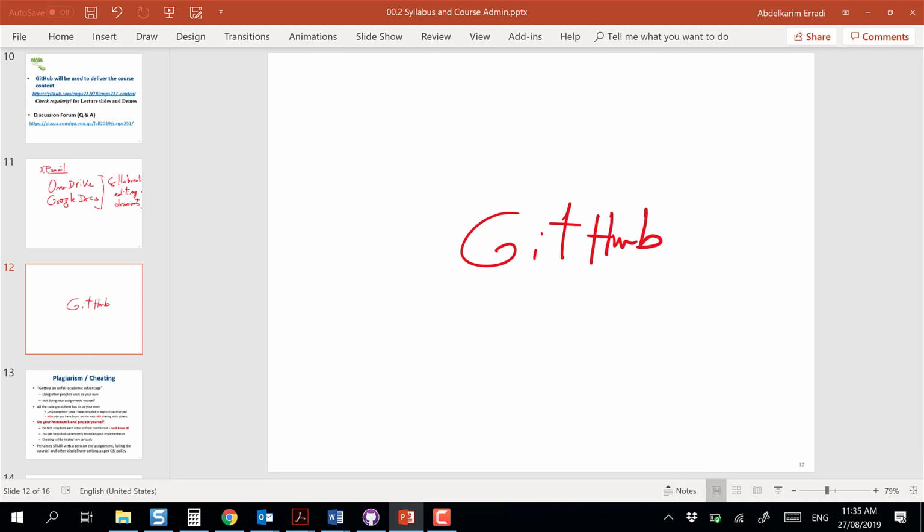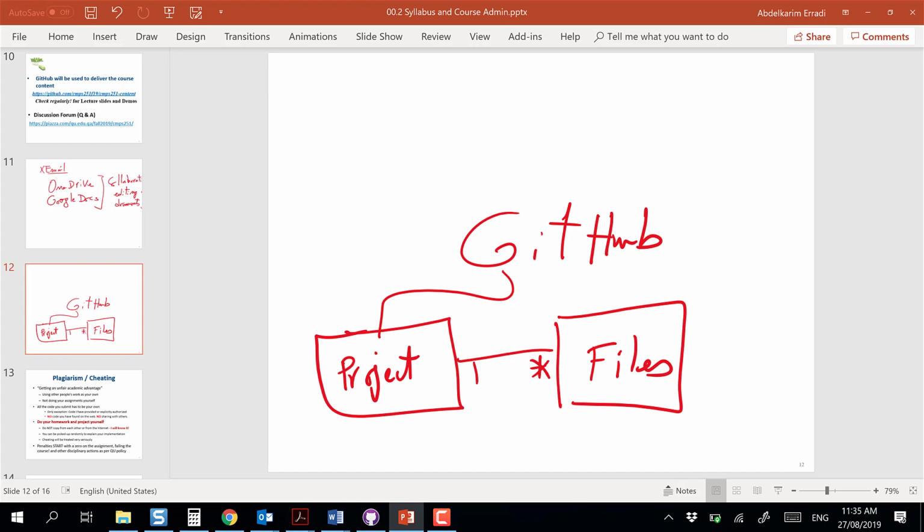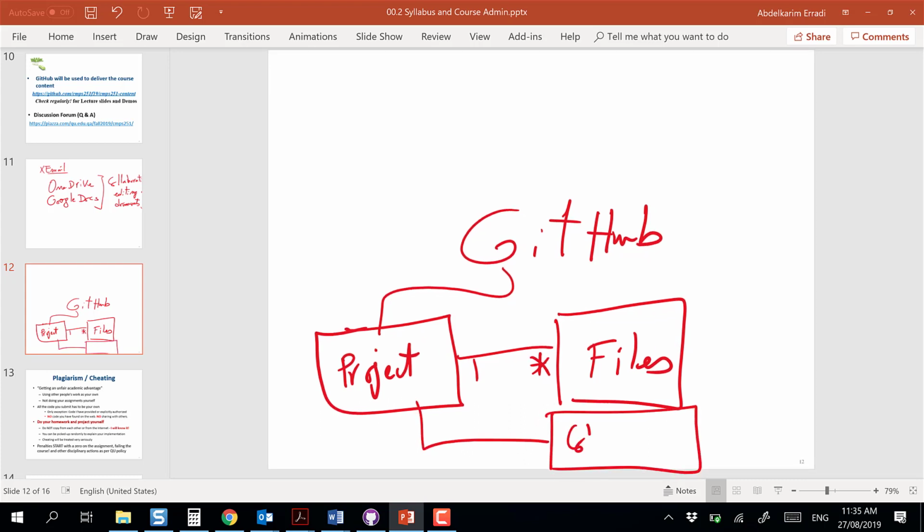So in GitHub, what you can do, you can create projects. You can create a project, and a project can have, of course, one or many files, and a project can have one or many collaborators. Okay, so you can have one or many collaborators.